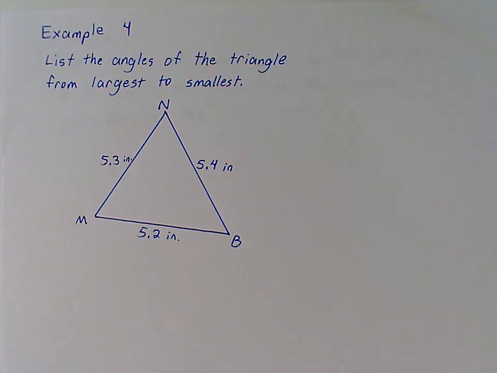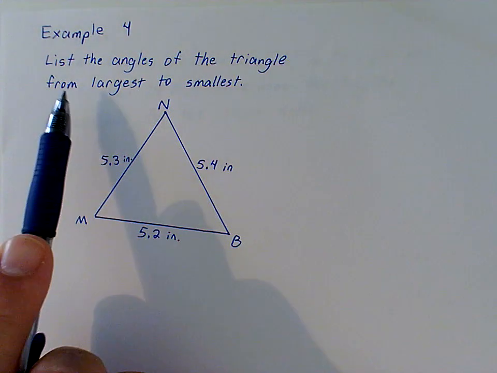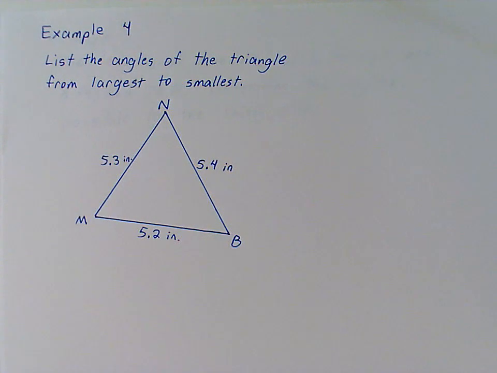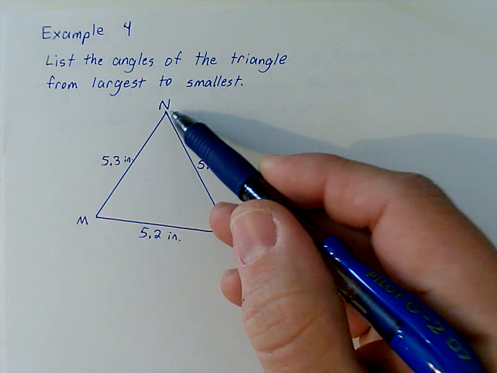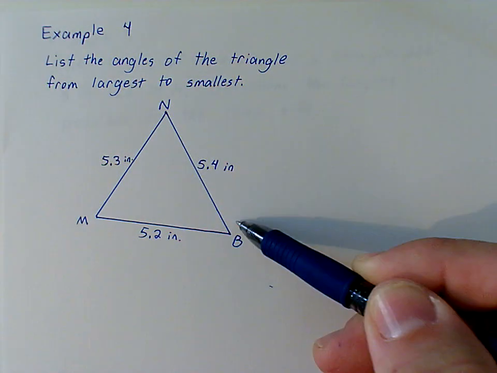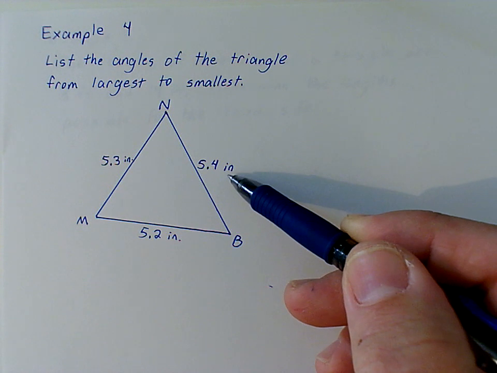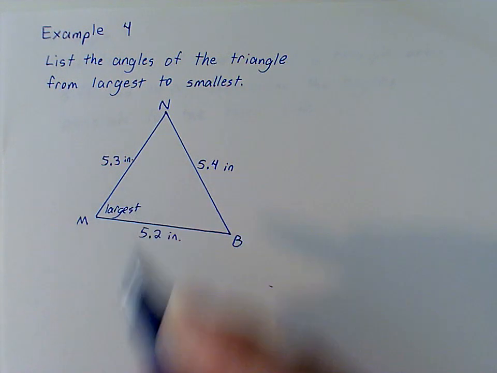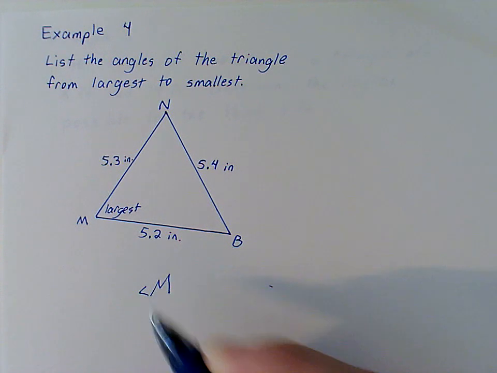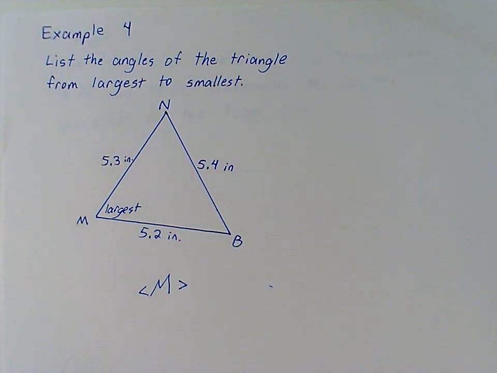This problem is very similar to the recent one, because we're now just going to do the same with the angles. We're going from largest angle to smallest angle. So to start with the largest angle, I'm actually going to go to my longest side. NB is my longest side at 5.4 inches. So across from it is my largest angle. So angle M is my largest angle, which is greater than.